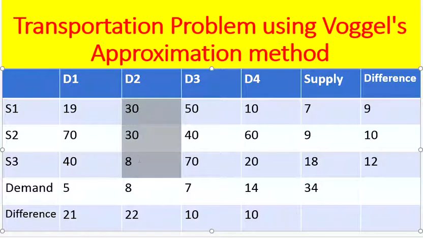For this column, which cost is the minimum? 8 is the minimum, so we assign as much as possible here. The supply is 18 and the demand is 8, so we assign 8, and the supply is modified as supply minus demand: 18 minus 8 is 10. Since the demand of this column is satisfied, all of the rest of the elements should be null. I just make them null.